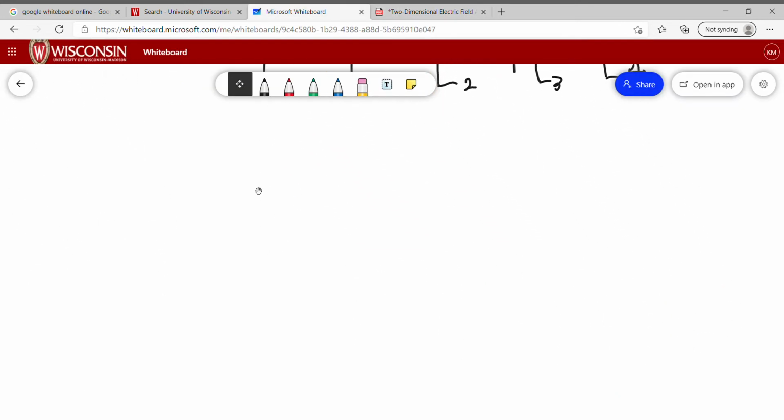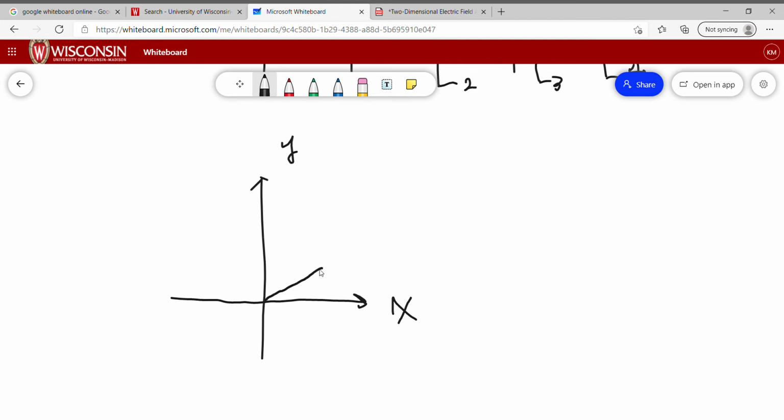So, let's say we have Cartesian coordinates y and x, and we assume there are two vectors with the same length. They're both of length 1.